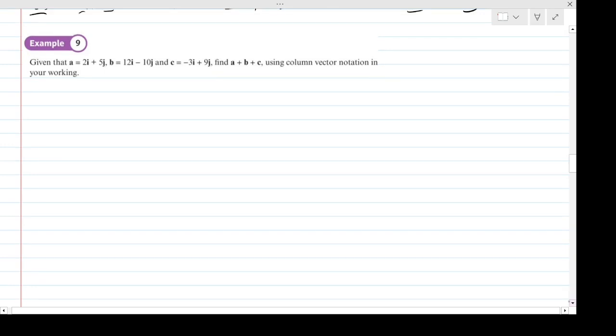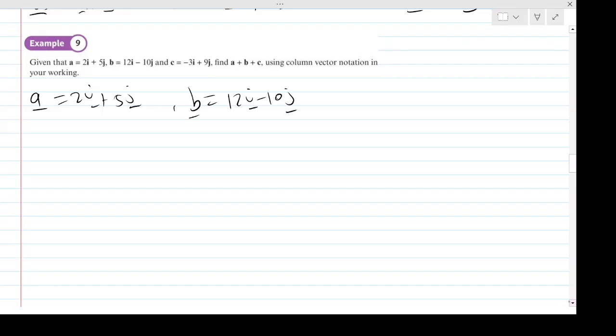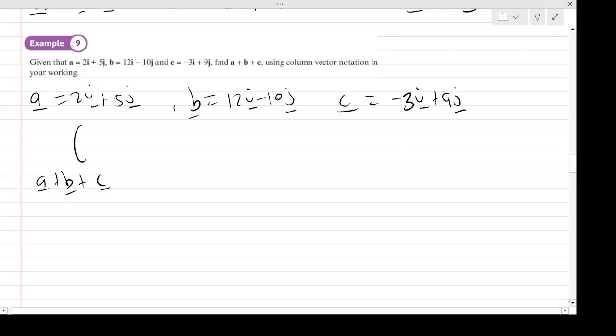Given that the vector A is 2i add 5j, B is 12i minus 10j, and the vector C is minus 3i plus 9j. Find the vector A add B add C. So we're going to add all these three vectors together. And it also said using column vector notation. So that means we need to convert all these into columns, right? Into column vector form. So it needs to look like this, right? x, y. So that's what we're going to do.